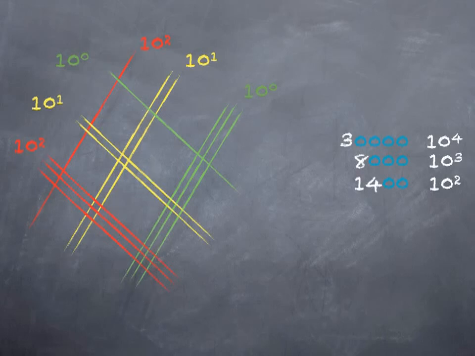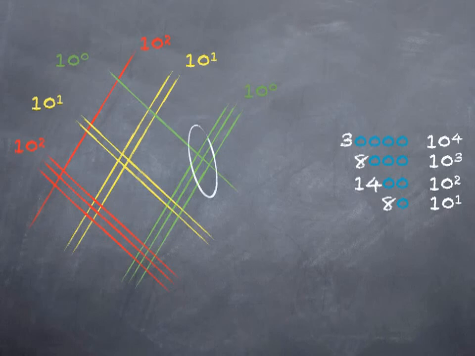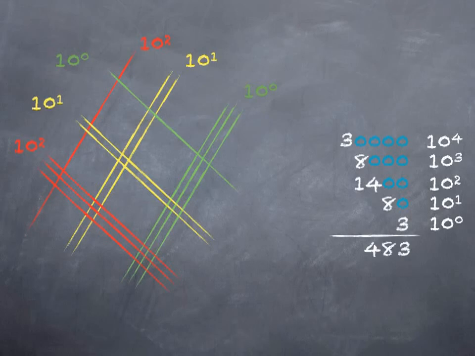Now I have yellow and green, which is my tens place and my ones place, which is going to leave me with one trailing 0, or 10 to the first. There are 8 of those, so I have 8 tens, or 80. And finally, my lonely ones, intersecting ones, I'm going to have no trailing zeros, so those 3 that I get just go at the end. Now when I add them up, I get the same result as I did before, 39,483.